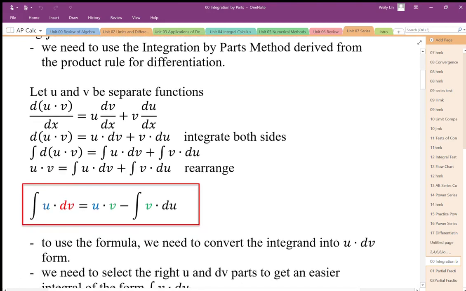So if we let u and v be separate functions, there's our product. If we differentiate this, I differentiate the u times v function, we get u times the derivative of v plus v times the derivative of u. So there it is. There's our product rule for derivatives.